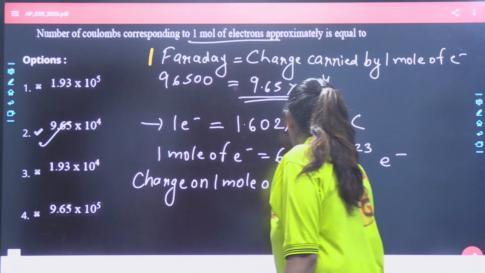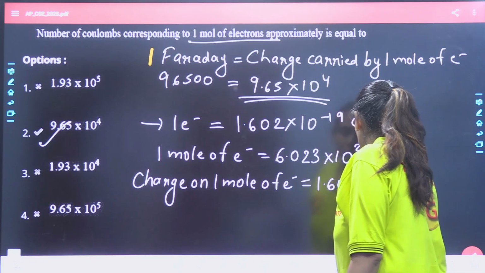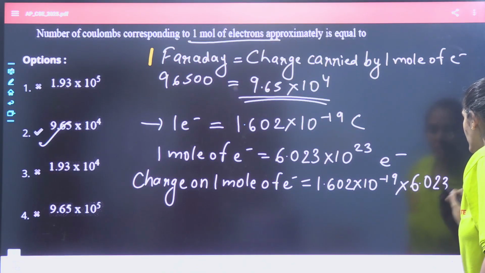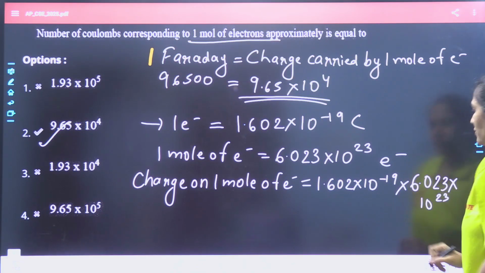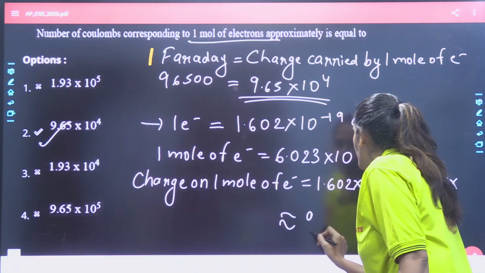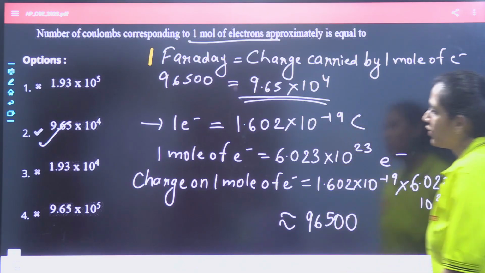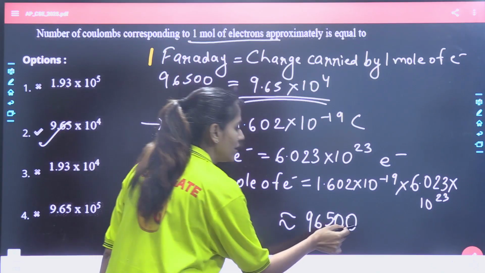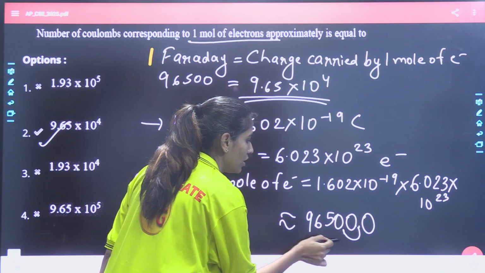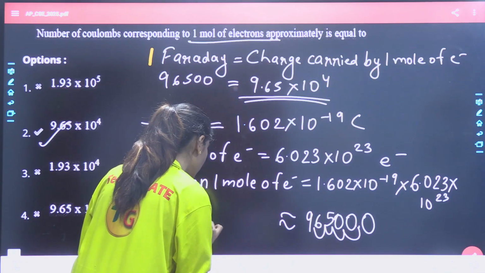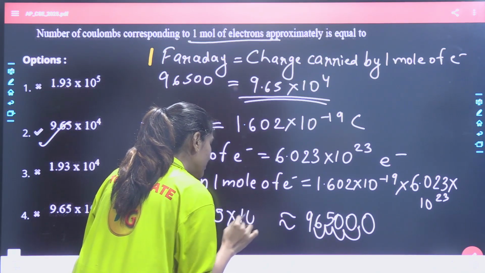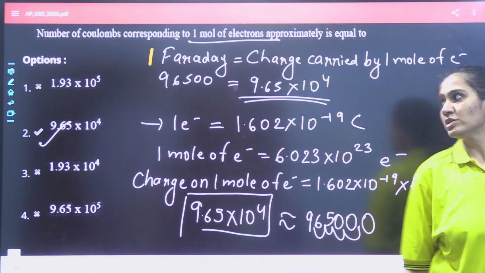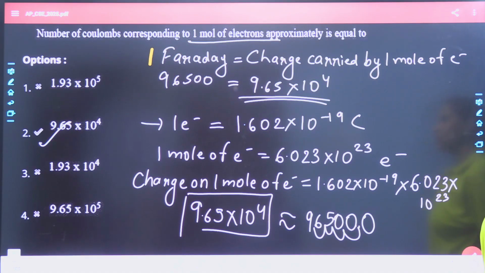Now the charge on 1 mole of electrons would be 1.602 into 10 raised to power minus 19 into this term, because in 1 mole this many electrons are there. When we solve it, we get 96500. We have 9.65, so let's consider a decimal is over here; moving it 1, 2, 3 and 4 places, we can write it as 9.65 into 10 raised to power 4. So the correct option would be option number 2.